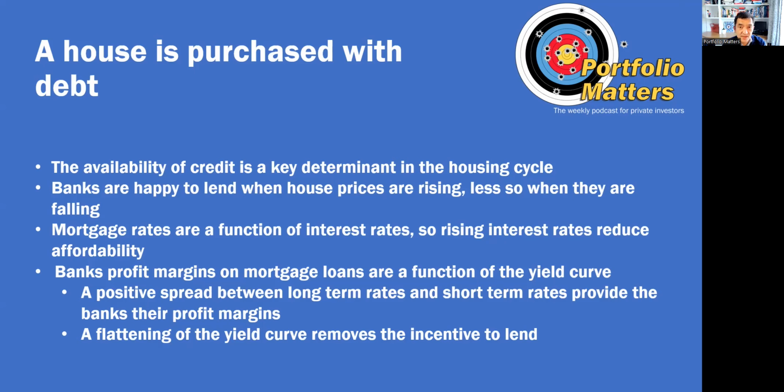If the yield curve flattens, which it tends to do during recessions, then banks are not compensated for the risks of lending money long, and they tend to step back from the mortgage market.